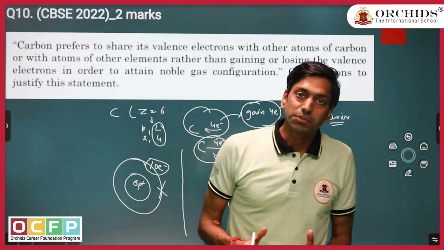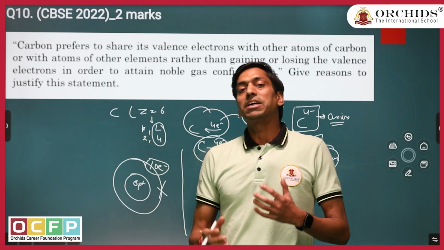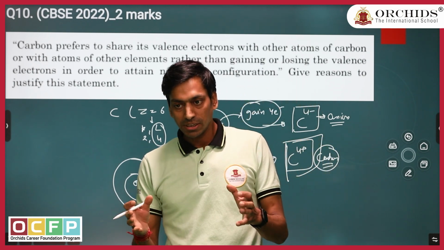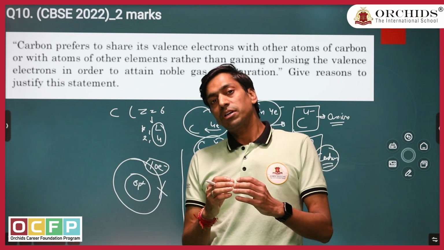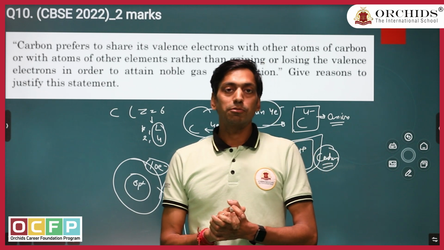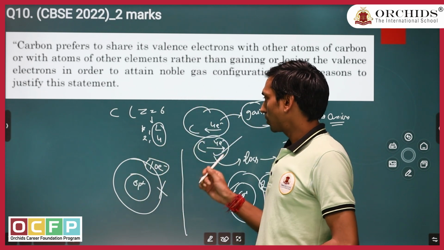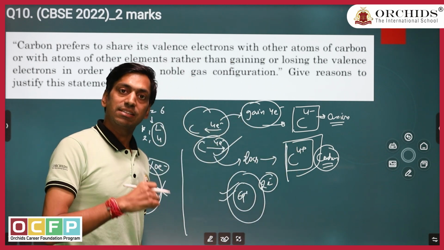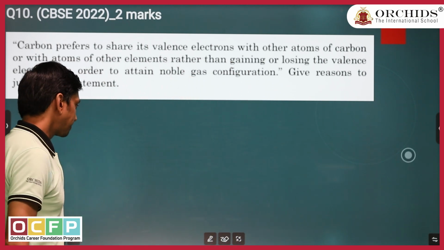Now how does it overcome this problem? By sharing of electrons. Carbon can share electrons with itself, or with other atoms also, and sharing of electrons leads to the formation of covalent bonding. So that's why carbon forms covalent compounds. So that is the answer for this particular question.